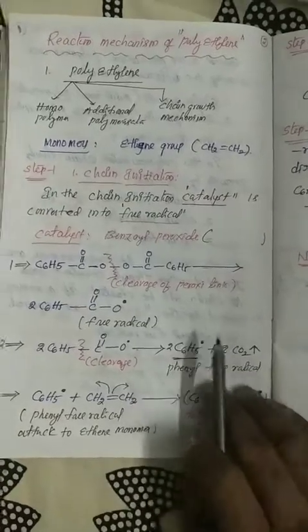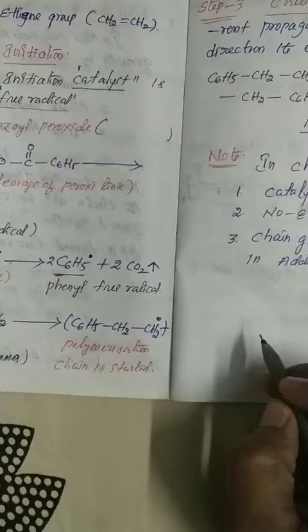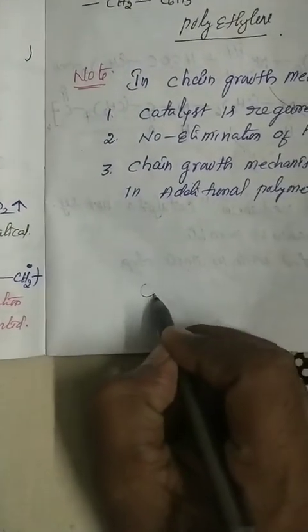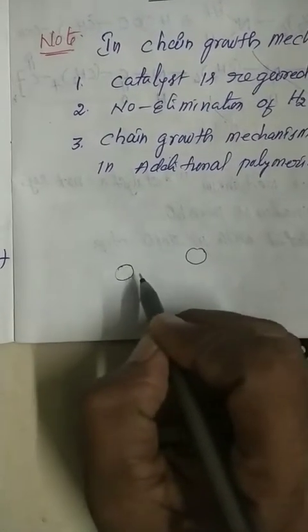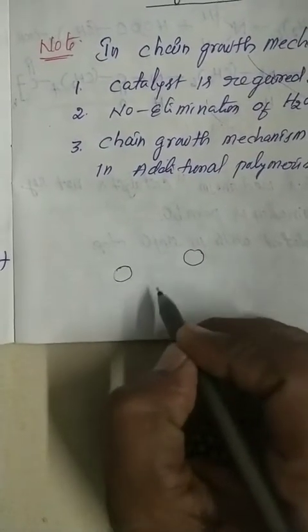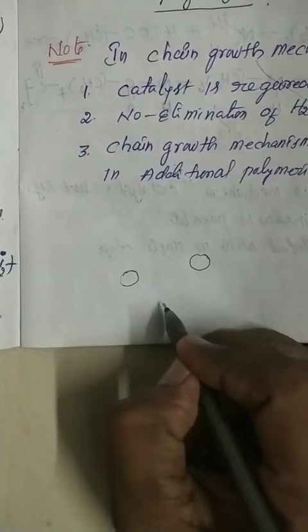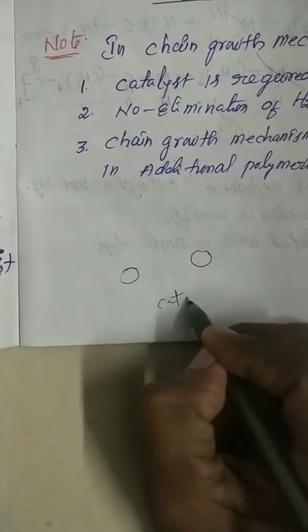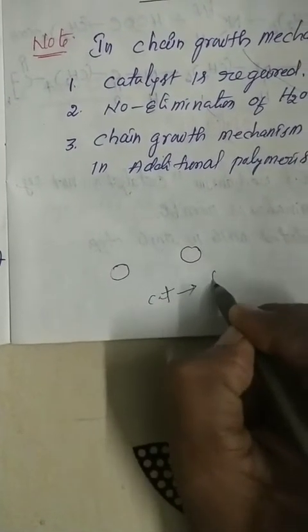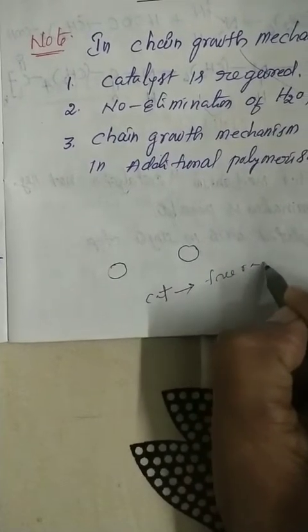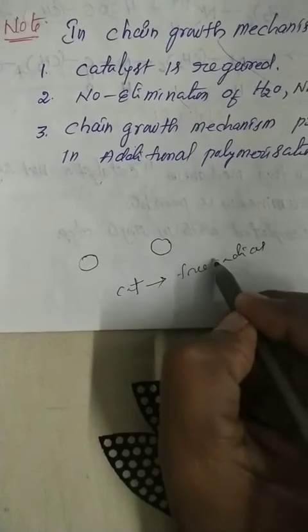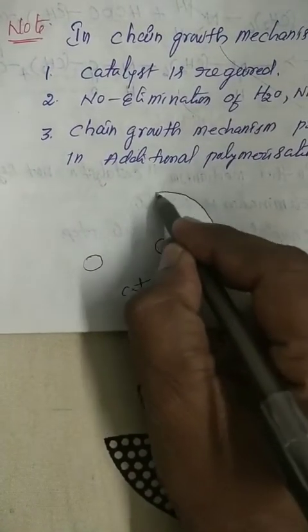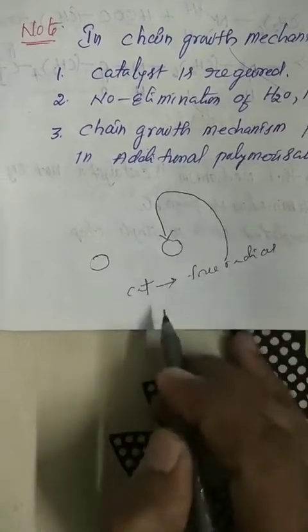Now here I will write, see properly, what is the importance of the catalyst? This is the monomer, this is the monomer. So these two monomers are not directly connected to each other. First of all, what happened here? First, the catalyst, listen carefully, the catalyst forms a free radical. Then this free radical attacks the monomer. That is the most important thing.